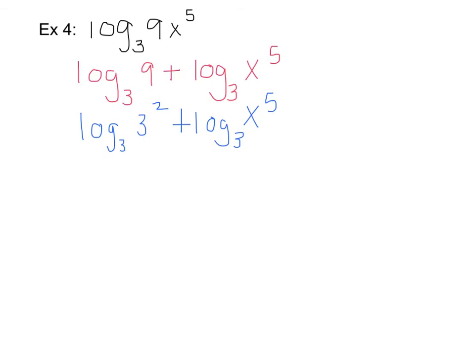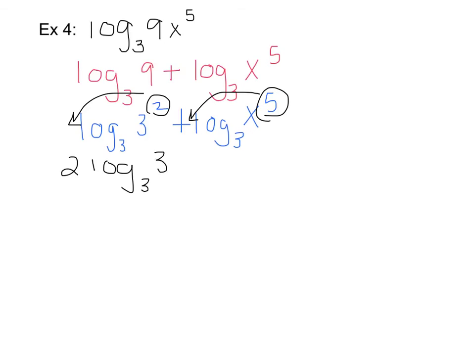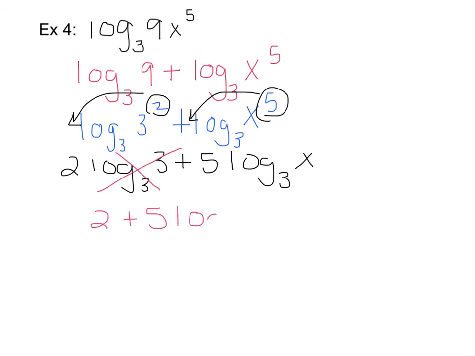Now I take both of my exponents and I need to move them out in front. So the 2 comes out in front of this, the 5 comes out in front of this. So I have 2 times the log base 3 of 3 plus 5 times the log base 3 of x. Whenever the base and the number are the same, they cancel out, so you are left with 2 plus 5 times the log base 3 of x. You cannot add these two numbers because 5 is the exponent on x and 2 is just this number now. So never can you add those two numbers. That's your final answer.